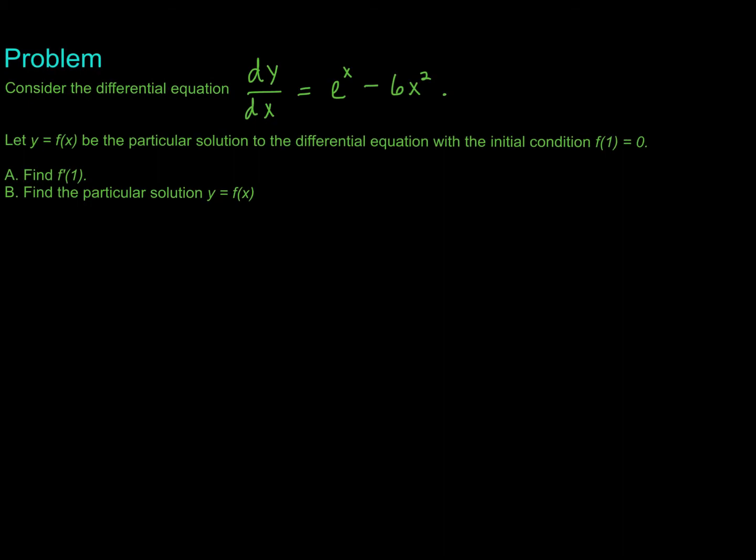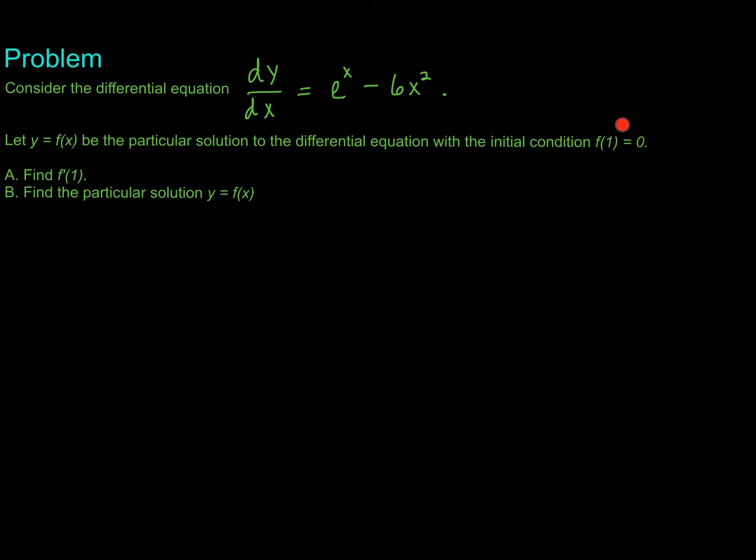All right, hopefully you made good progress. Let's take a look at it together here. Consider the differential equation dy dx is equal to e to the x minus 6x squared. So a first order differential equation. Let y equals f of x be the particular solution to the differential equation with the initial condition f of 1 is equal to 0.